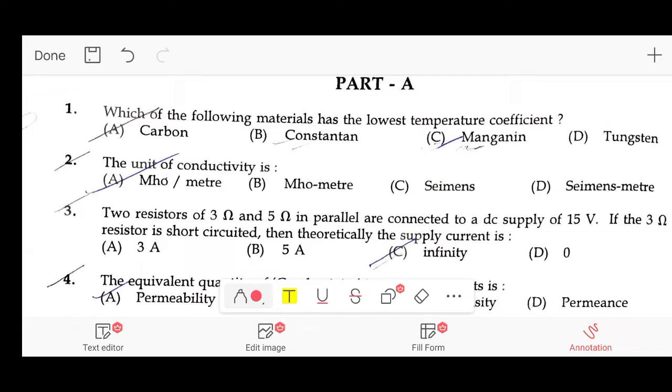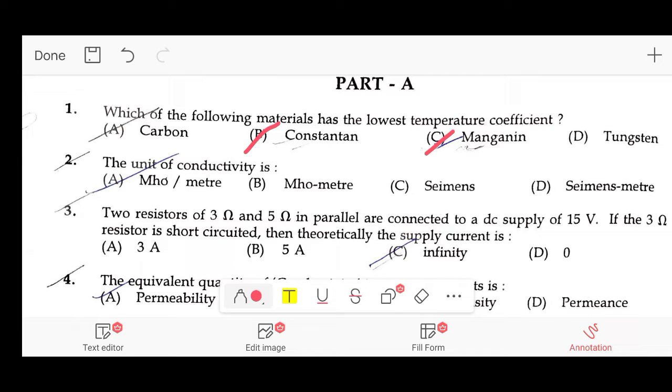First question, which of the following materials has the lowest temperature coefficient? Options are carbon, constantan, manganese, tungsten. The answer is manganese. And if the manganese option is not there, then the answer is going to be constantan.